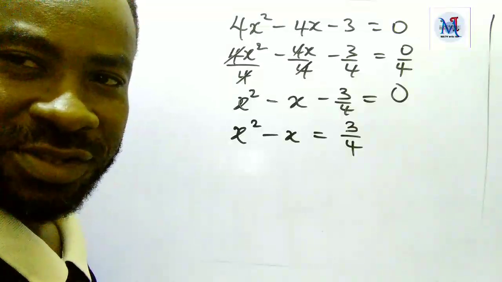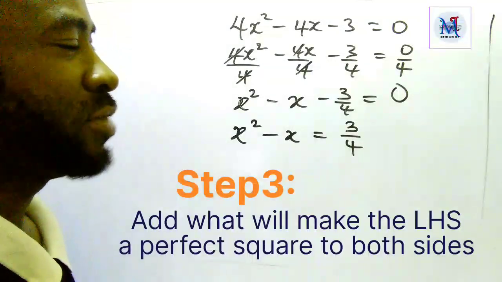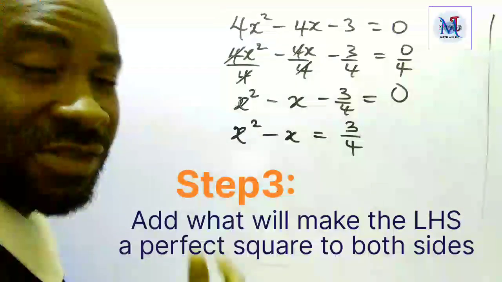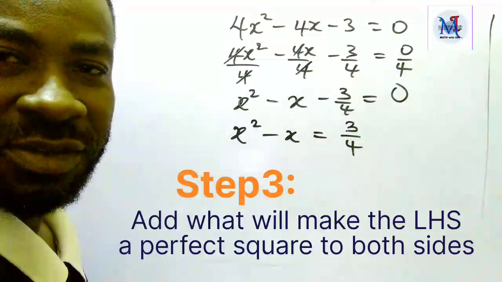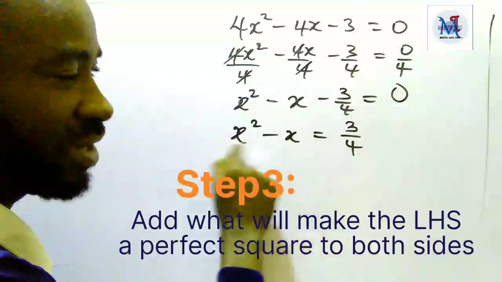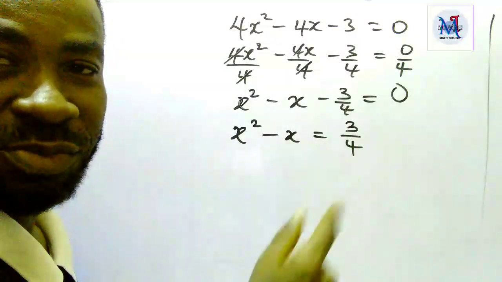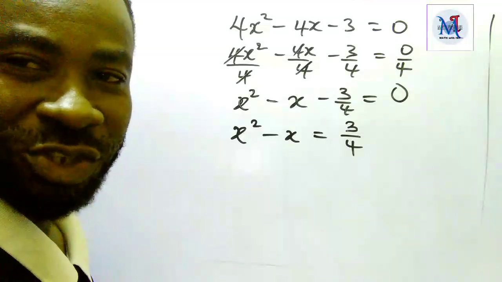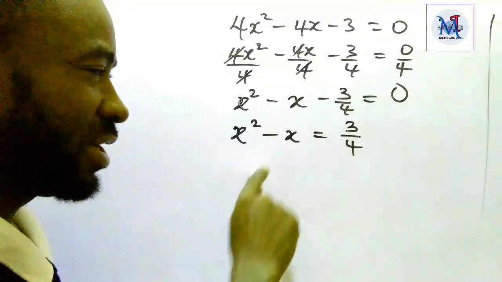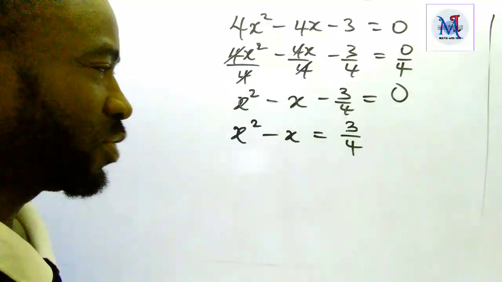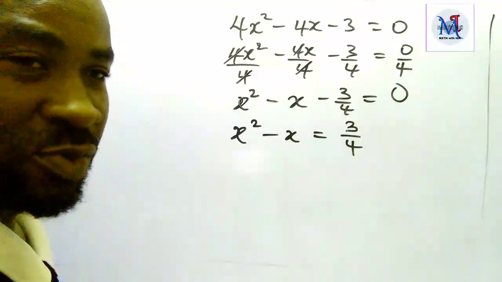Now let's go to our third step. Our third step is this. We have to make the left-hand side a perfect square. And when we do that, we are going to look for what to add to this left-hand side to make it a perfect square. When we find it, we add it to both sides. So this is where the shortcut becomes handy. And how do we get that number that will be added to make it a perfect square? We simply multiply the coefficient of x here by half and we square it.